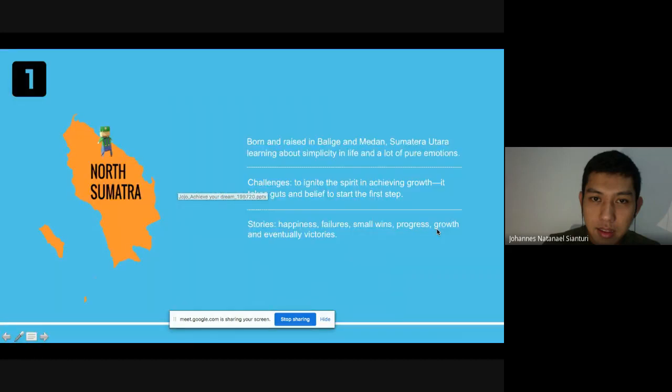So yeah, I'm gonna start with a little story about myself. We're gonna start with the first stage here, the stage when I did not have any control. So I was born in a very small town in North Sumatra, a town called Baligi. I'm not sure if you guys have heard of it or not. It's a town very near to Lake Toba.